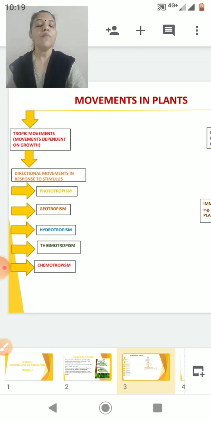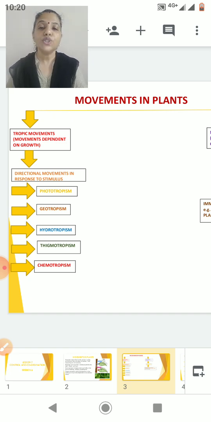Now movements in plants are of two types. One is called tropic movements. Tropic movements are the movements which are dependent on growth. So in movements in plants, we are studying the first type, that is tropic movements. These tropic movements are dependent on growth, and they are directional movements. What do you mean by directional movements? That means their direction will always be towards the stimulus. That means they are dependent upon the stimulus.